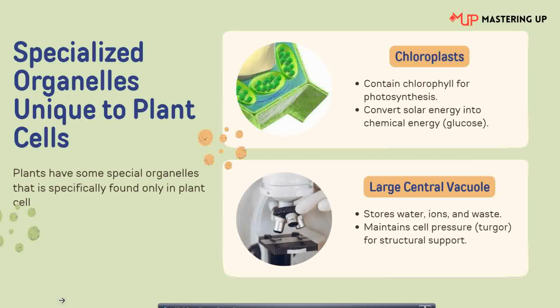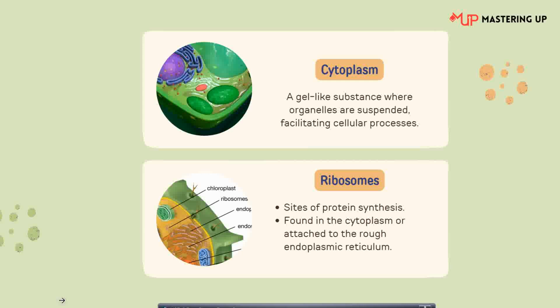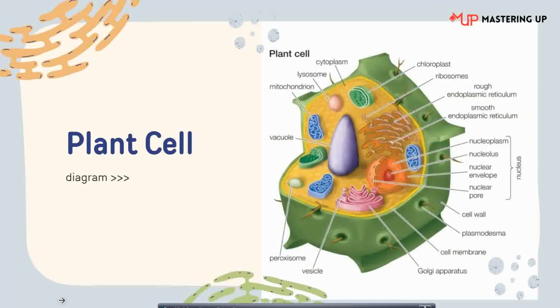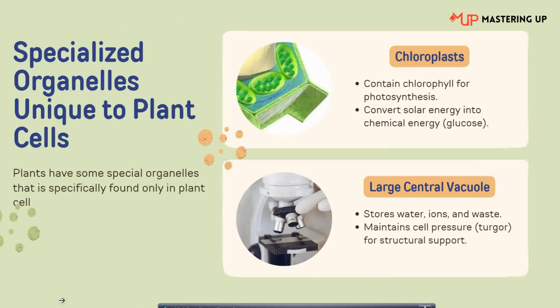Now we have a large central vacuole. We have to look through a microscope to see it, otherwise let me show you the diagram of the structure of the central vacuole. There is a large central vacuole. Animal cells also have a vacuole, but it is not large. So it is a specialized organelle of plant cells. Plant cells have a large central vacuole.